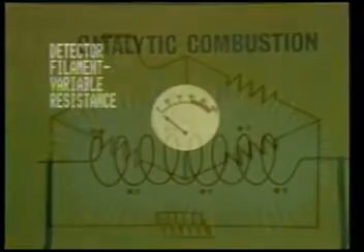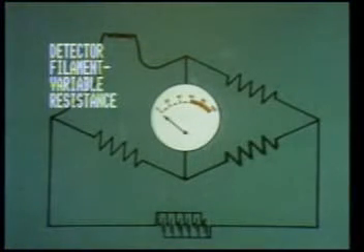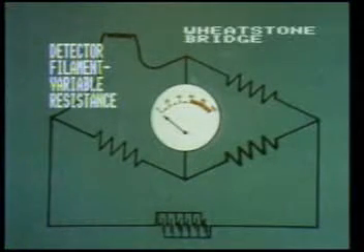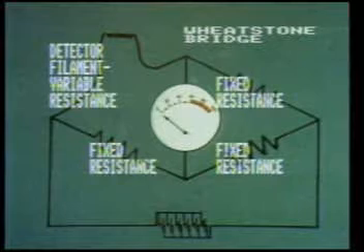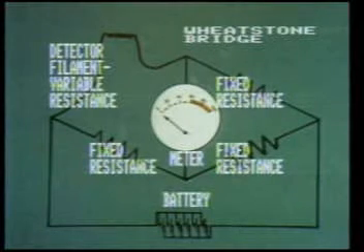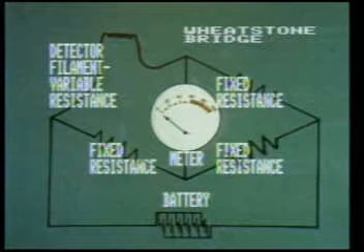This coil of wire is called a filament, and it's one leg of an electrical circuit known as a Wheatstone bridge. The other three legs are resistors whose resistances do not change. There's also a battery and a meter connected to the circuit. If there is no combustible in the sample to burn, the resistance of the filament doesn't change. Therefore, the resistance remains constant in all four legs of the bridge, and it's in balance.